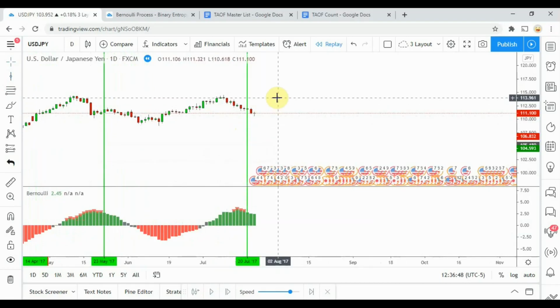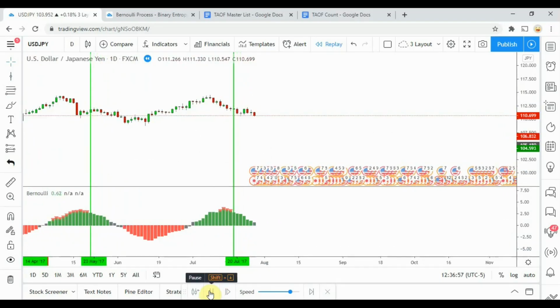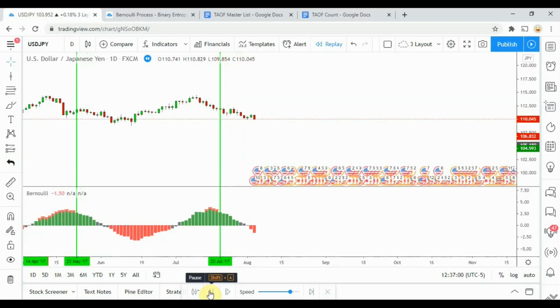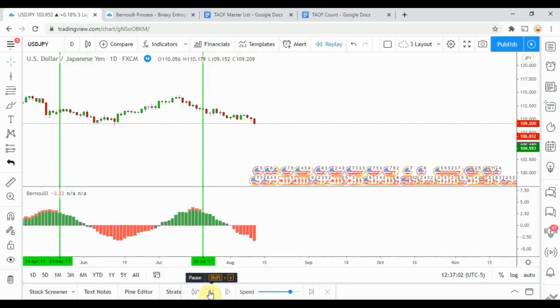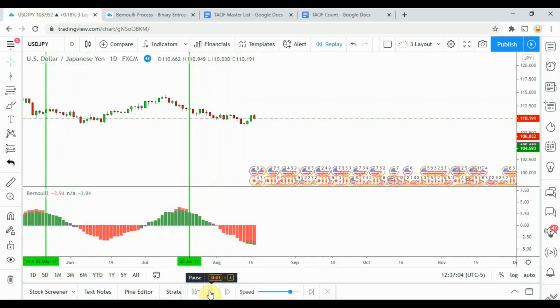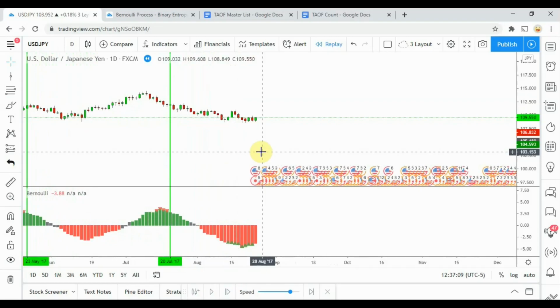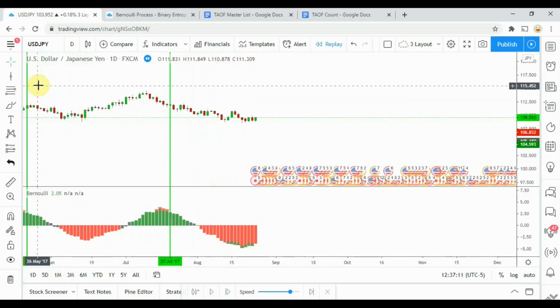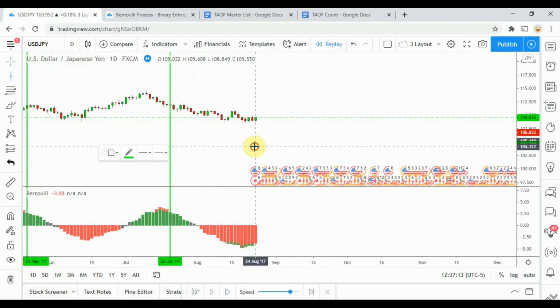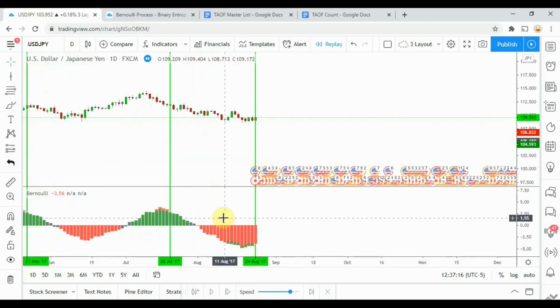Looks like we pick up a decent little trade on this side. And keep playing it forward. Looks like we're about to get, yep, right there. Picked up a long signal. Right there on that one.